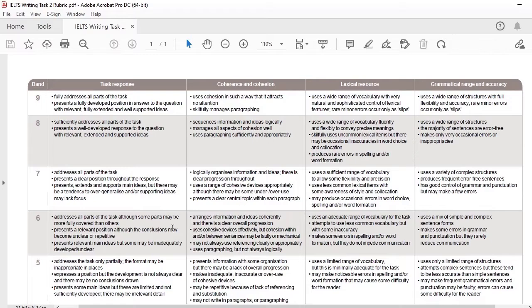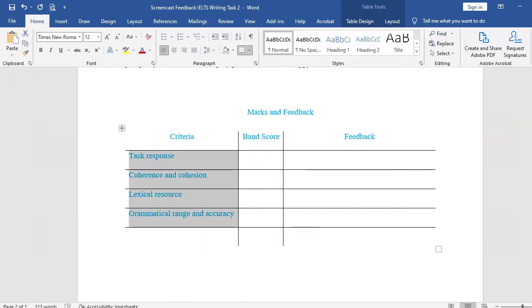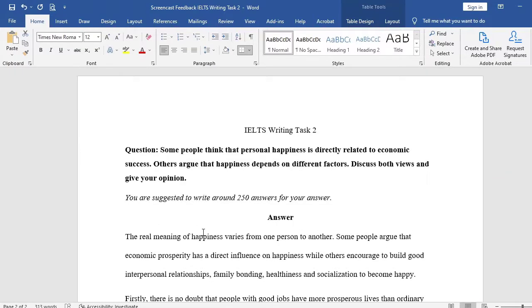Alright, so if this person gets 7 in task response and coherence and cohesion, but in lexical resource she gets 6, and grammatical range and accuracy she gets 6, then her average writing task 2 score will be 7 plus 7 plus 6 plus 6 divided by 4, which is 6.5. So let's see how my student did.